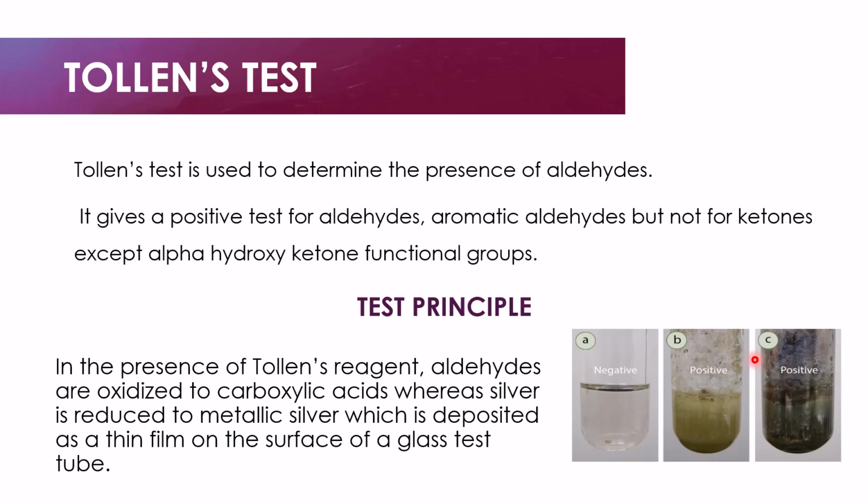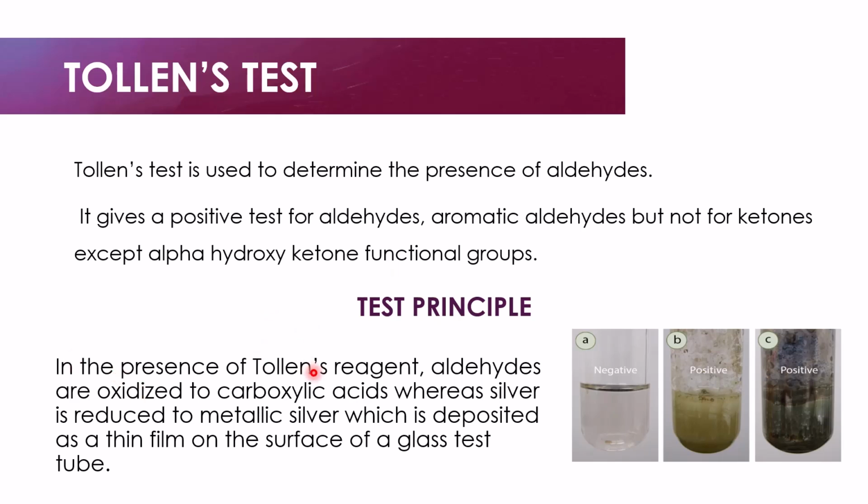Tollens' test. The Tollens' test is used to determine the presence of aldehydes, and it gives a positive test for aldehydes and aromatic aldehydes, but not for ketones, except alpha-hydroxyketone functional groups. So let's just look at the test principle.